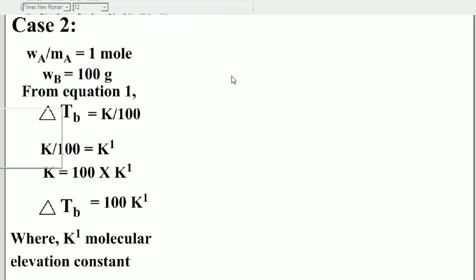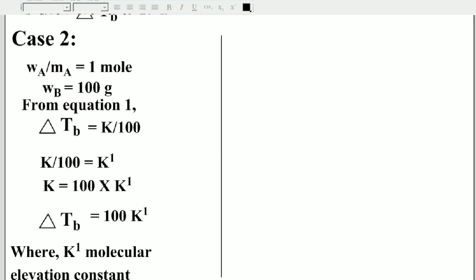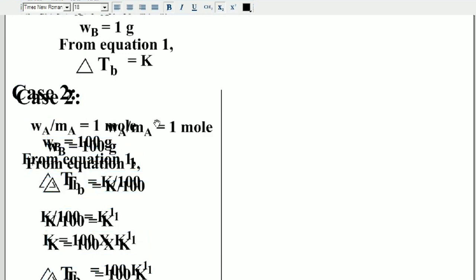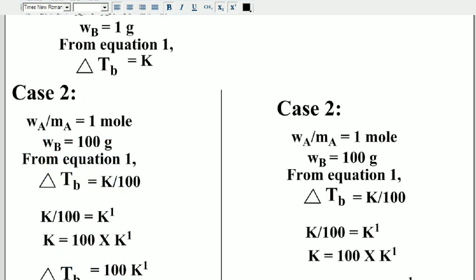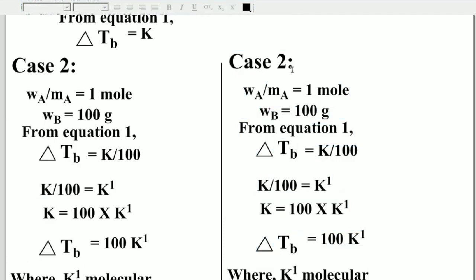Next, case 3. Students, another possibility we can see, case 3. Suppose WA by MA, number of moles of solute, is taken as 1 mole and the mass of the solvent WB is taken as 1000 gram.